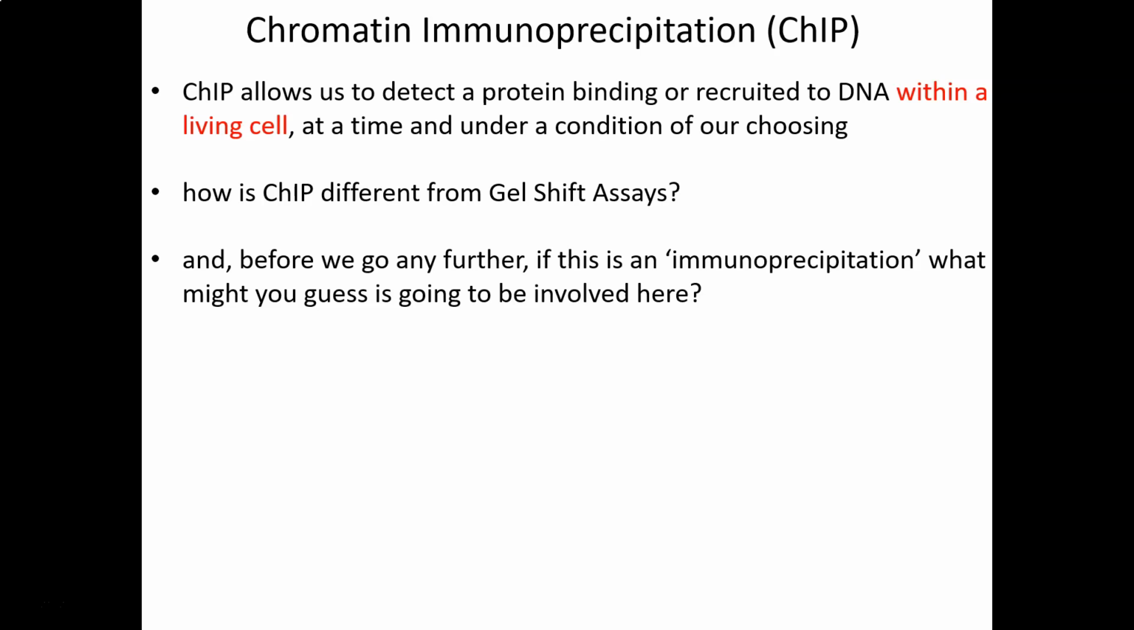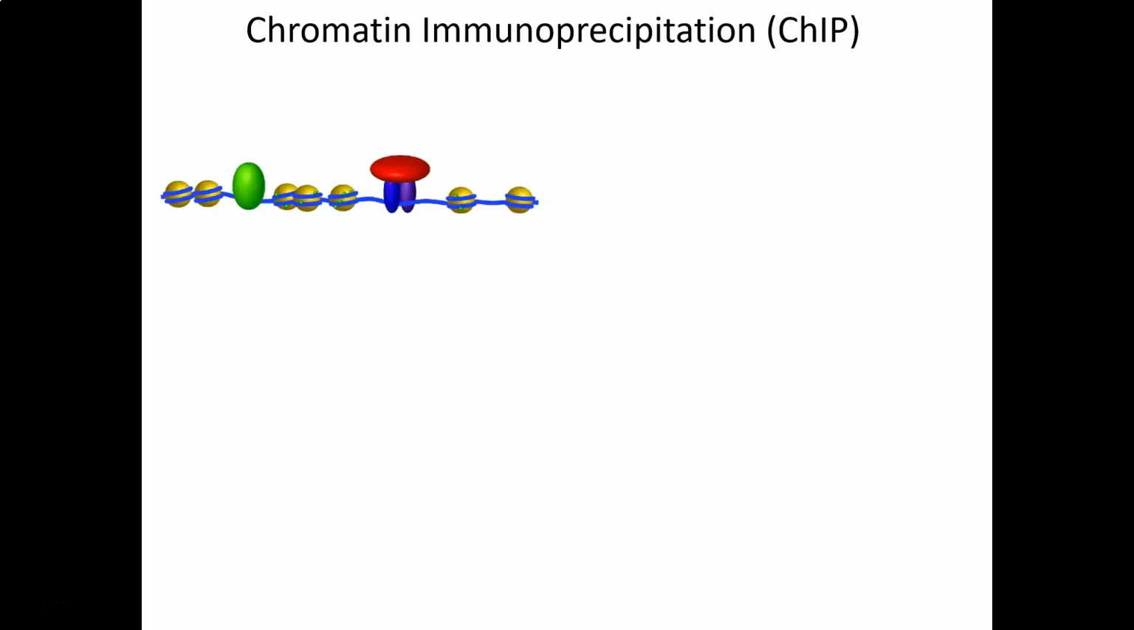And before we go any further, this is chromatin immunoprecipitation. So if this is an immunoprecipitation experiment, that means we're going to be involving antibodies. Those antibodies are going to be pulling things down in the tube, enriching for targets. So keep that in the back of your mind as well. So here's how ChIP works.